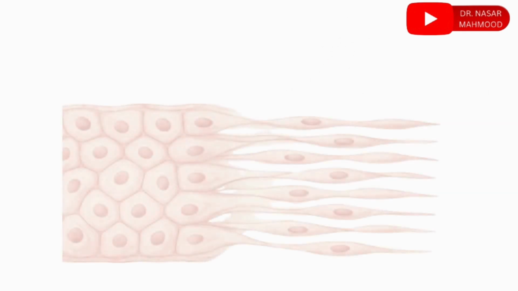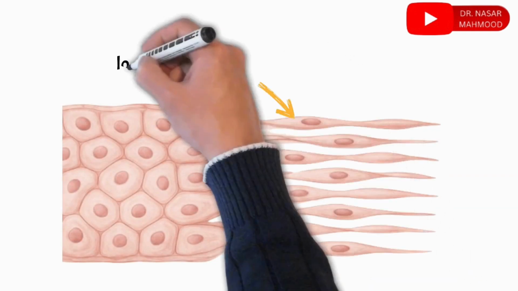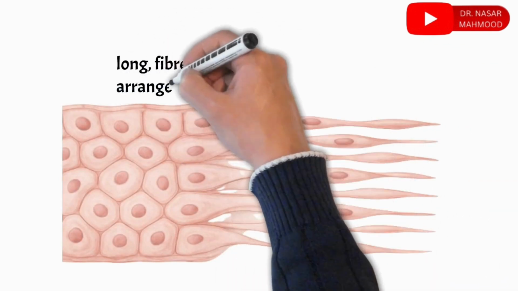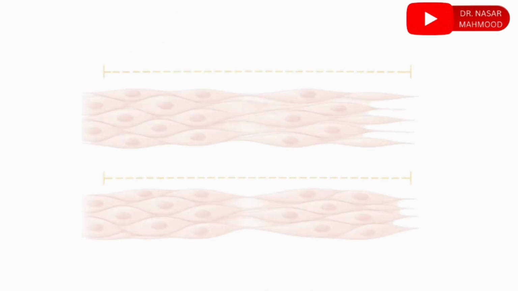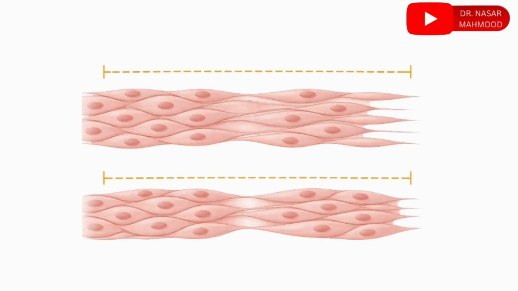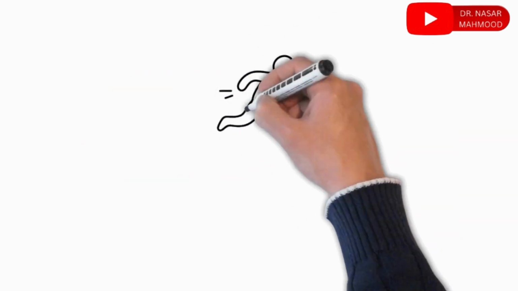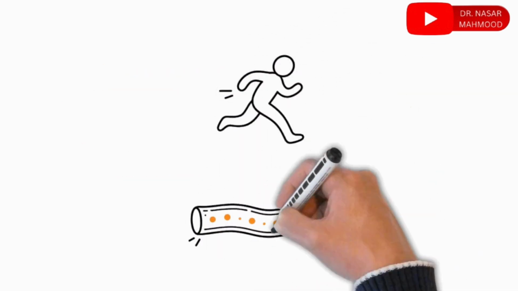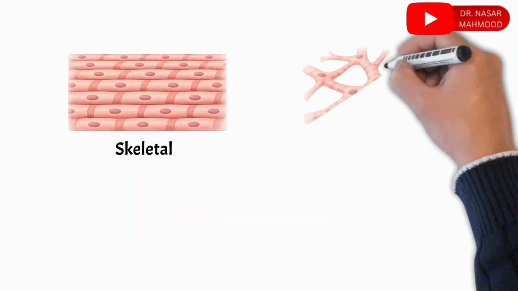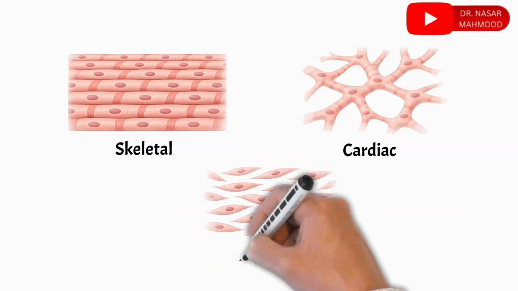Next, focus here on these elongated cells. Notice how they're long, fiber-like and arranged in parallel. This shape tells us that the tissue is designed to contract. Muscle tissue provides movement, either of the body or substances within the body. There are 3 types: skeletal, cardiac, and smooth.